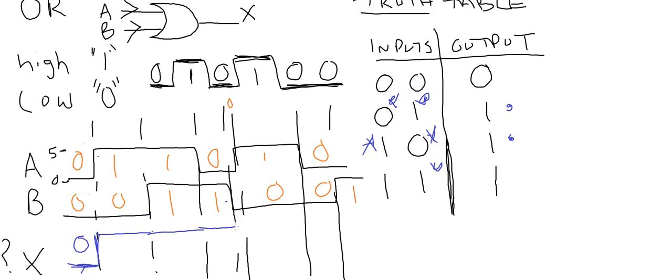Okay, here they're both 0. So it goes down to 0. And now A is back to 1, so we go back up to 1. Here they're both 0. Here B is 1, so it goes back to 1. So this is what X is going to be. This is what the output is going to be for this OR gate.